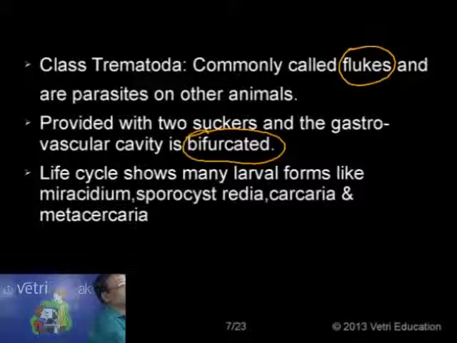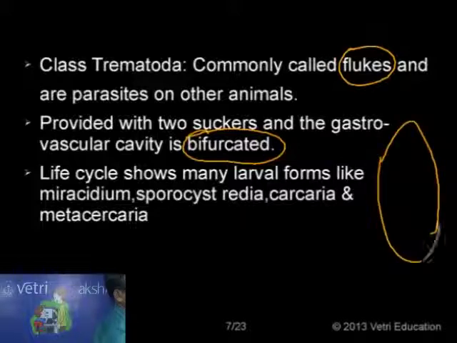So they have two suckers. One anterior sucker. Suppose you have a diagram of liver fluke, I'm drawing a simple diagram. This is one of the suckers, another sucker is surrounding the mouth. They have two suckers. Normally one sucker is used for attachment in the case of liver fluke, another sucker is used for absorption of food from the body of the host.